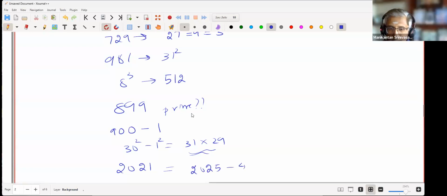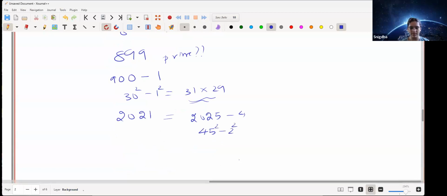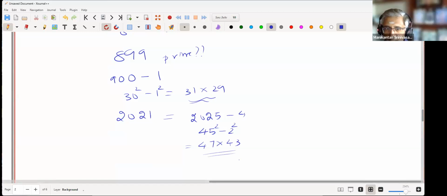And therefore, can you complete it, Snigdha? Yes, sir. So it's 45 square minus 2 square, which is 47 into 43. Correct, right? Which is why it's not prime.